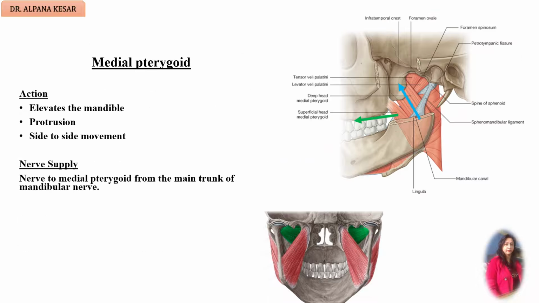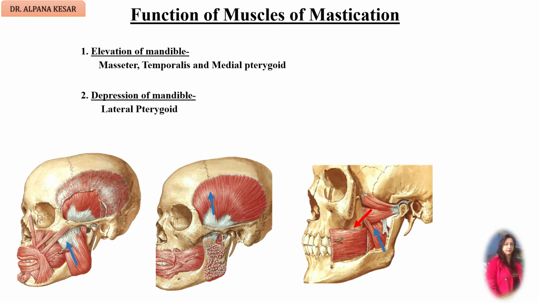Action of medial pterygoid muscle is to elevate the mandible, to protrude it forwards, and to bring about side-to-side movements. Nerve supply of medial pterygoid muscle is nerve to medial pterygoid, which is a branch of main trunk of mandibular nerve.